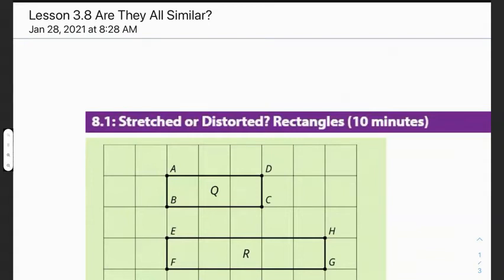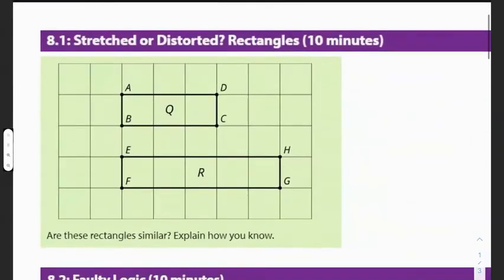Unit 3, Lesson 8, Are They Similar? Okay. 8.1, Stretched or Distorted Rectangles.